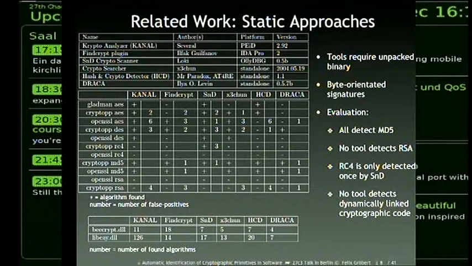The evaluation shows that all detect MD5, because MD5 is quite significant in its constants. None of the tools detects RSA, and RC4 is only detected once, because RC4 has a very algorithmic approach and doesn't really have lookup tables or constants which could be used to fingerprint it.